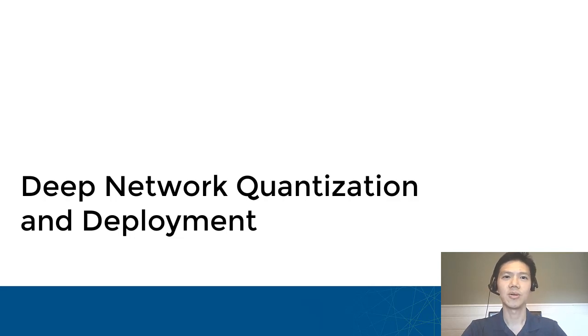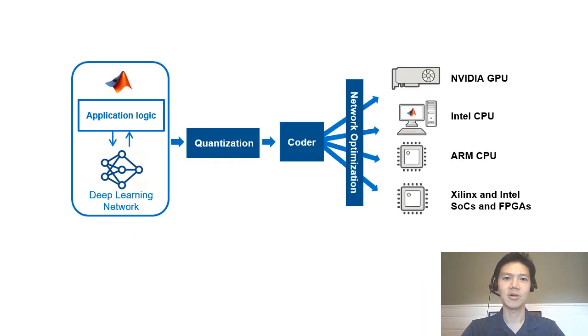In this demonstration, we'll show the workflow to quantize deep learning networks and deploy them to GPUs and FPGAs from MATLAB. Deploying deep learning networks to edge devices is challenging because deep learning networks can be quite compute intensive. For example, relatively simple networks like AlexNet are over 200 megabytes, while larger networks like VGG16 are north of 500 megabytes. Quantization can help you to deploy these networks on low-power microcontrollers and smaller FPGAs.